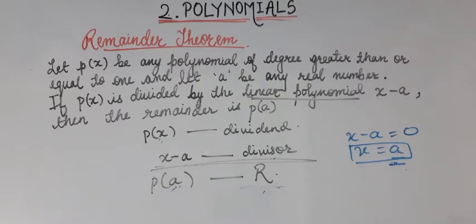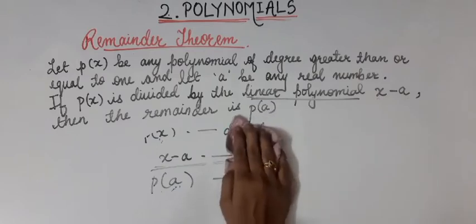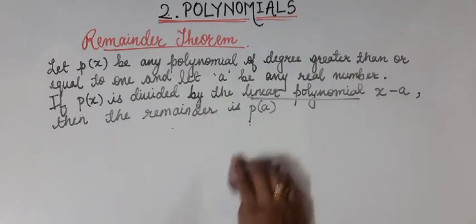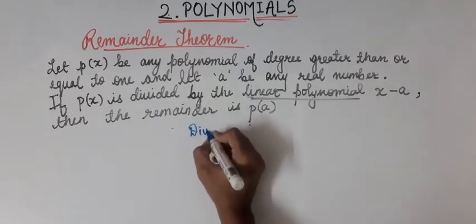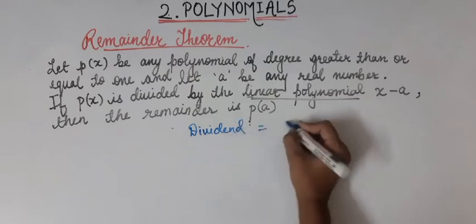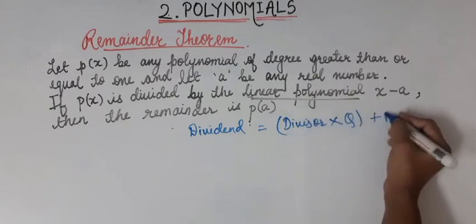Okay. So this was your remainder theorem. And let us put this in an equation. Dividend, divisor, remainder. Just remember these terms. Now we know that dividend is equal to divisor into quotient plus remainder. We know this.